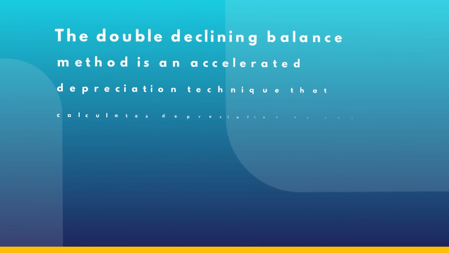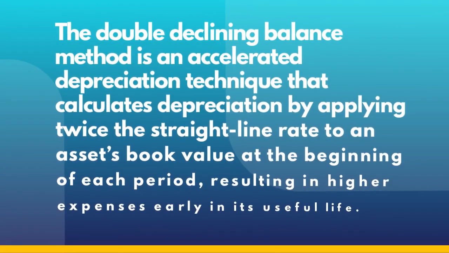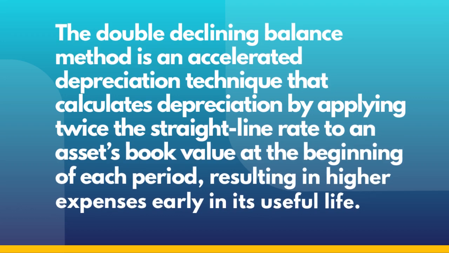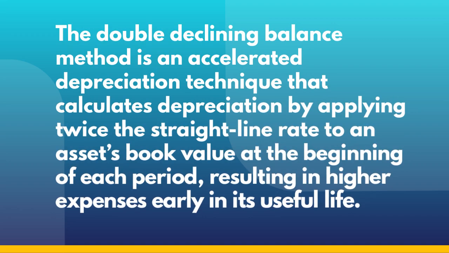The double declining balance method is an accelerated depreciation technique that calculates depreciation by applying twice the straight line rate to an asset's book value at the beginning of each period, resulting in higher expenses early in the useful life.